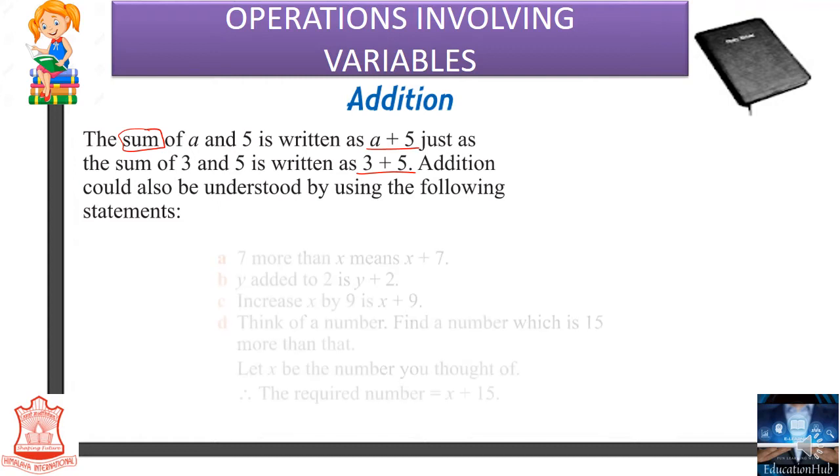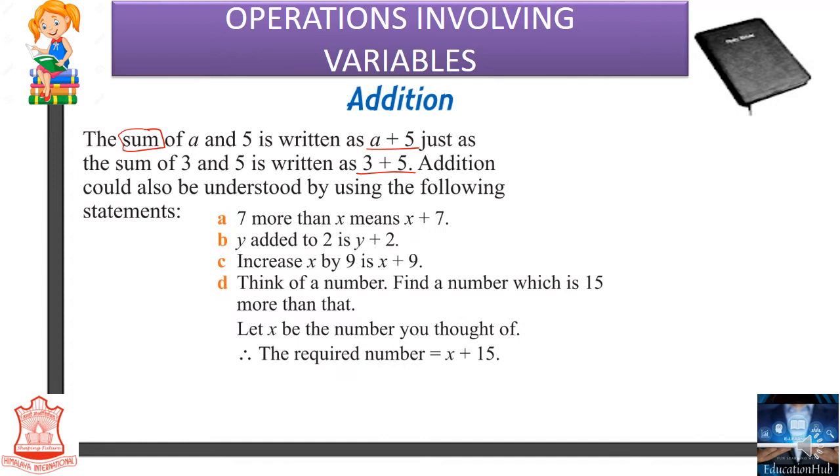Let's see. 7 more than x, that means x के अंदर हम 7 ऐड कर रहे हैं, means x plus 7. b part is y is added to 2, that means हम y ऐड कर रहे हैं 2 के अंदर, but we have a rule, हम हमेशा variables पहले लिखेंगे, so we are going to write y plus 2. c part is increase x by 9, that means x को हमने 9 यूनिट से बढ़ाना है, तो हम कैसे लिखेंगे? x plus 9.